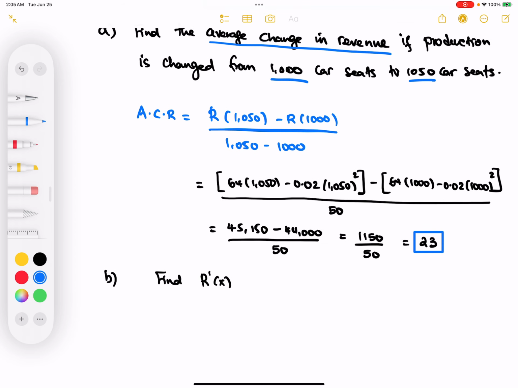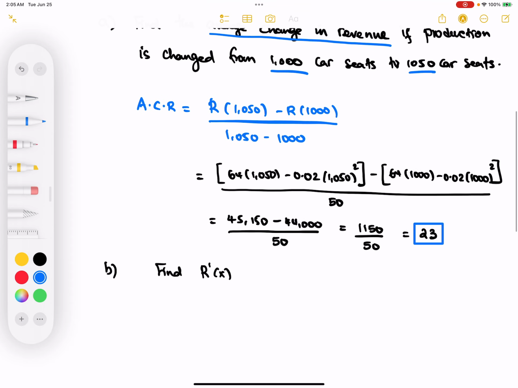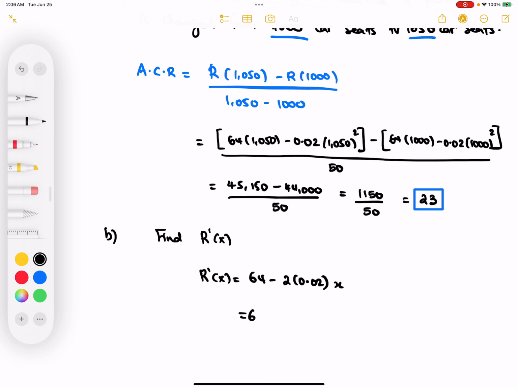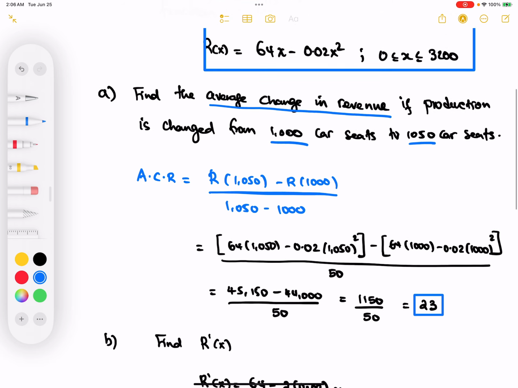Now, what is the derivative of the given function? So look at the function. So the derivative of the function is 64 minus 2 times 0.02, right? And which is x here. So this becomes 64 minus 0.04x. That is the derivative of the revenue function. All right.